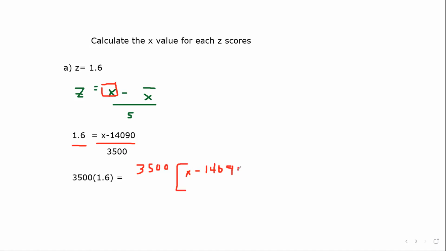That's not the best writing I've ever had. Sorry about that. Over 3,500. And what that does is that gets rid of my fraction for me, because that 3,500 that I'm multiplying by is actually in the numerator at the top of my fraction. And so this cancels, which is very nice. That's what I wanted. So go ahead and multiply 3,500 by 1.6.